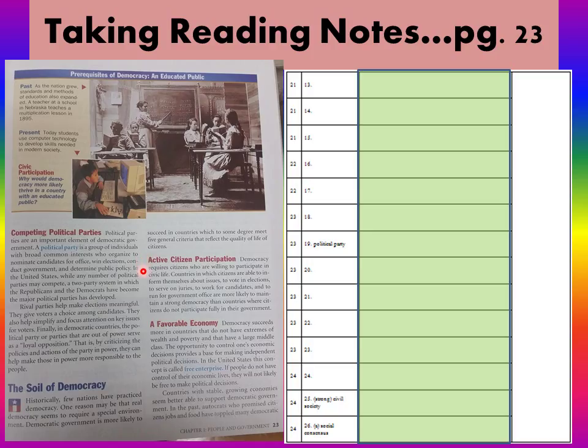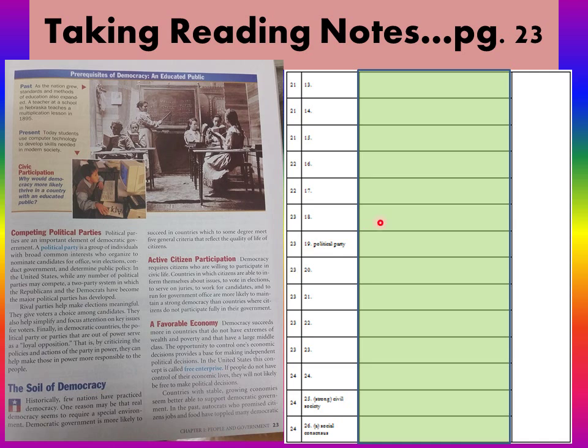In the United States, while any number of political parties may compete, a two-party system in which the Republicans and the Democrats have become the major political parties has developed. Rival parties help make elections meaningful. They give voters a choice among candidates. They also help simplify and focus attention on key issues for voters. Finally, in democratic countries, the political party or parties that are out of power serve as a loyal opposition. That is, by criticizing the policies and actions of the party in power, they can help make those in power more responsible to the people.